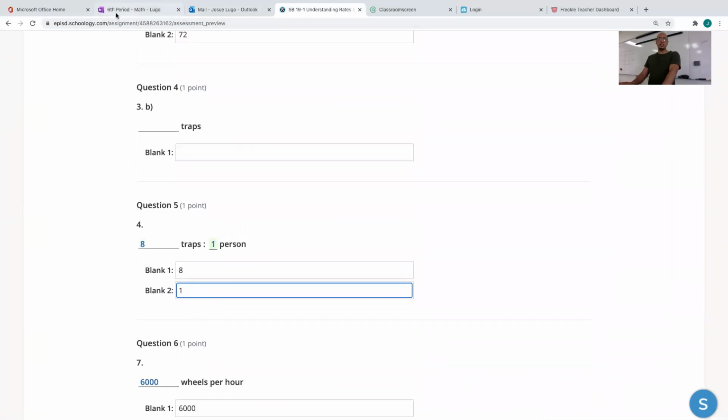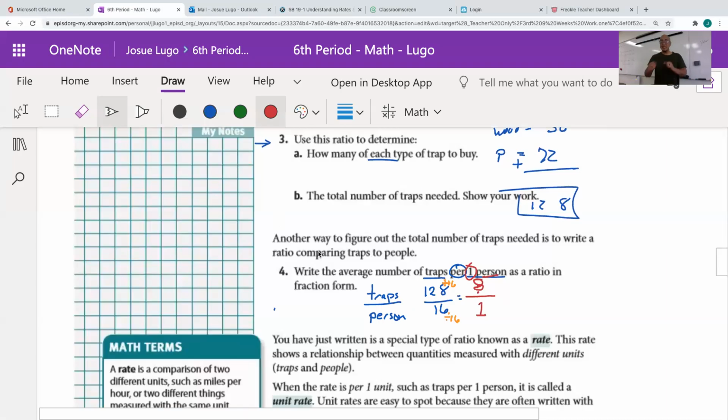And at this point, some of you guys are going to say, well, Mr. Lugo, we already knew that. They told us that. Yes. But now you don't just know it because they told you 8 traps per person. Now you figured it out on your own, that when you simplify the total number of traps, 128, over the 16 people, if you simplify that ratio, that rate, 128 over 16, it goes down to 8 traps for every 1 person. 8 traps per person.